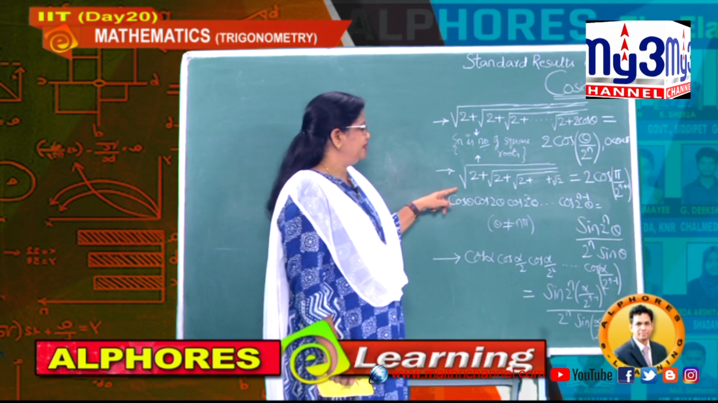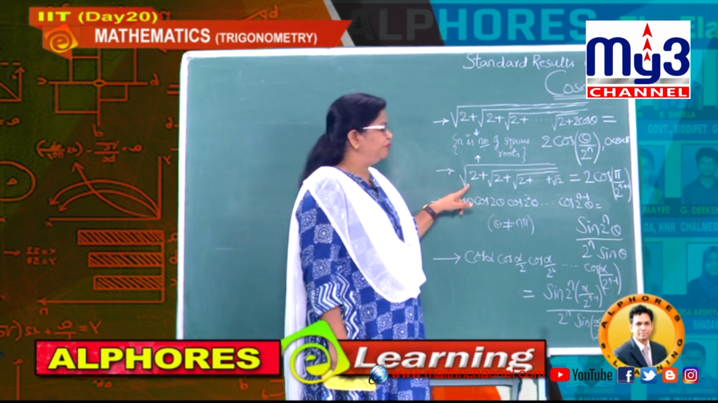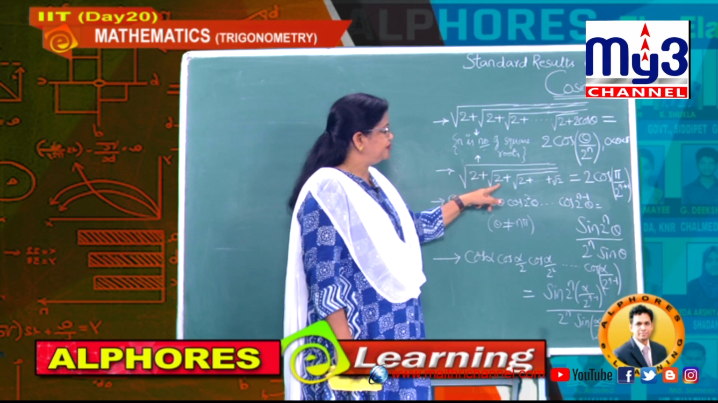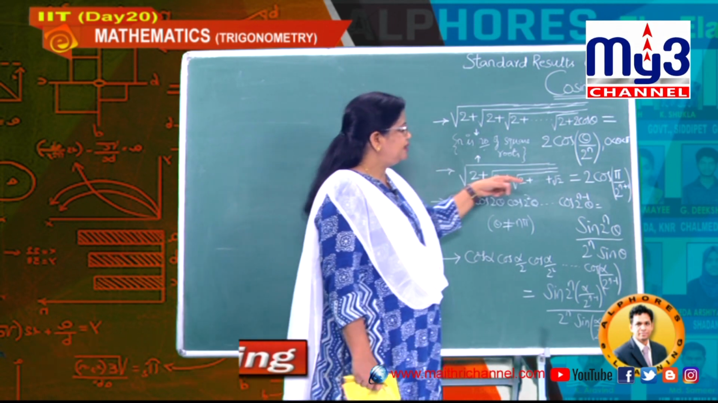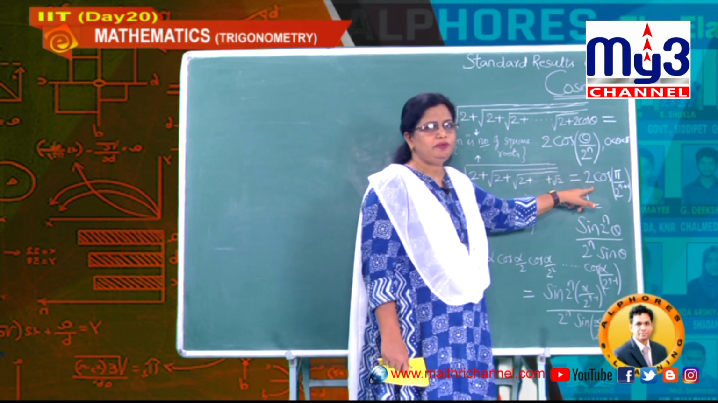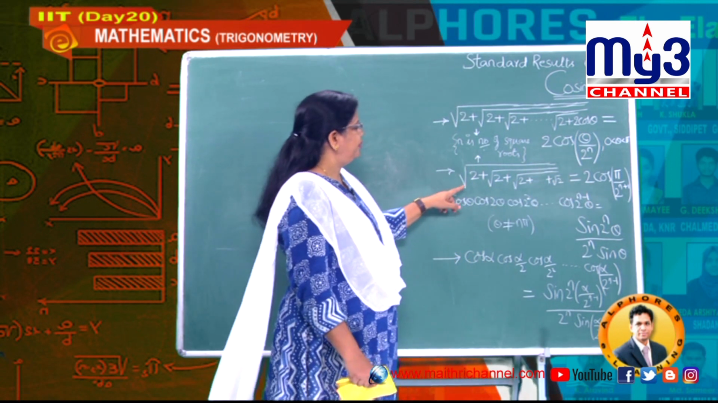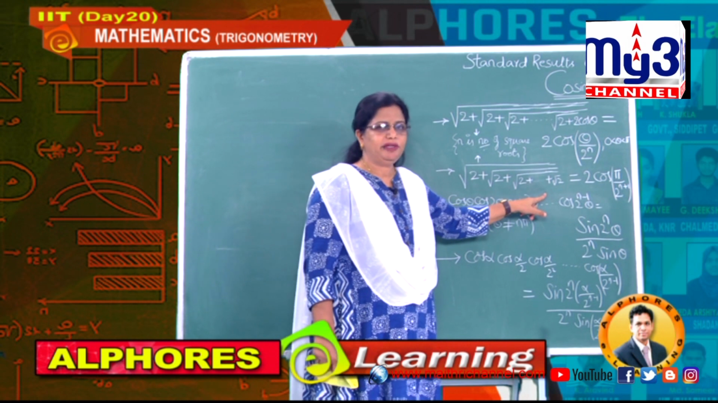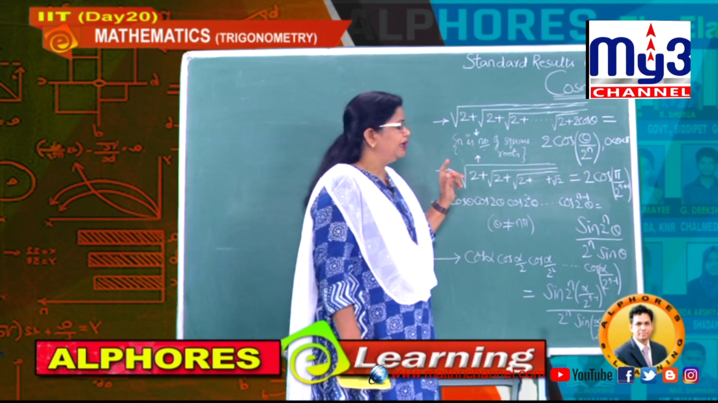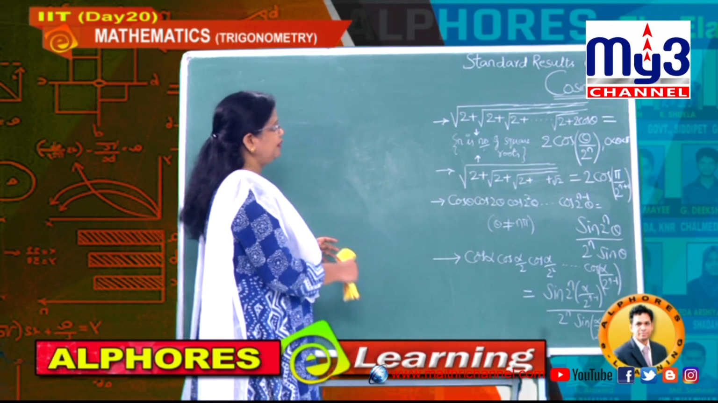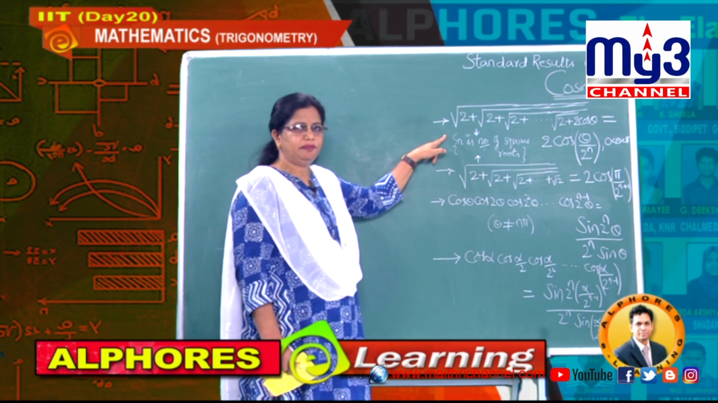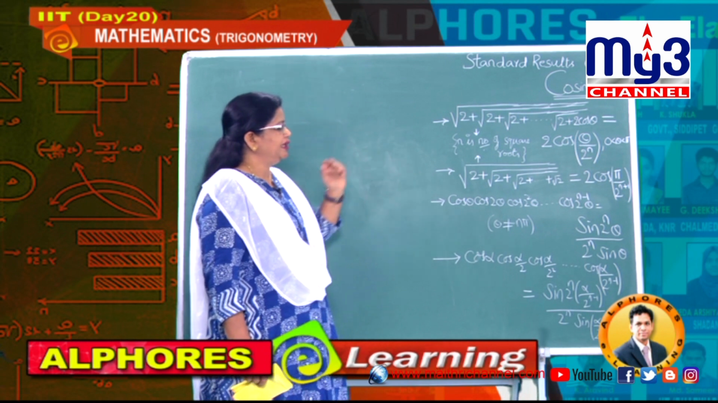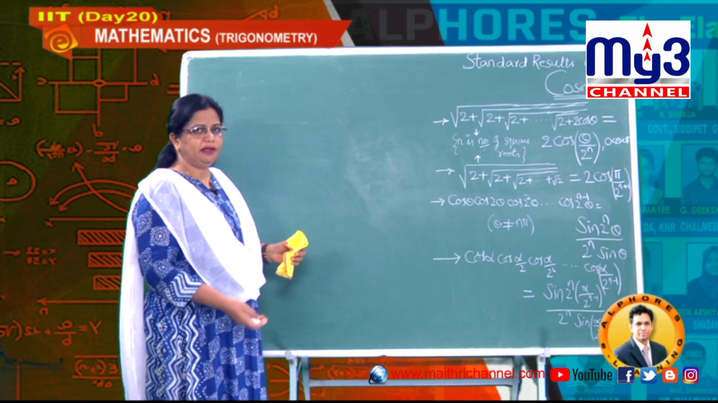And next, students, observe here: this one is square root of 2 plus 2 plus and so on. There is no cosine value at all, but the answer is in terms of the cosine function itself. Moreover, these are a finite number of values, not an infinite number. Now let us observe how we got the second result, because the first one we already did in the previous session.